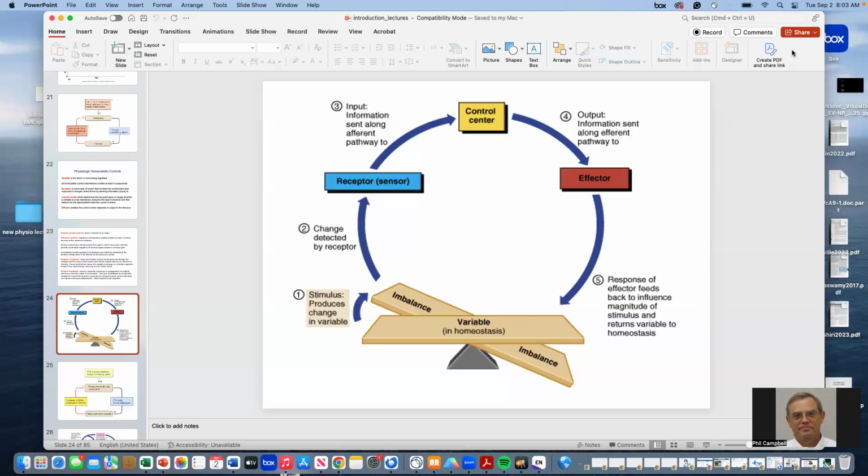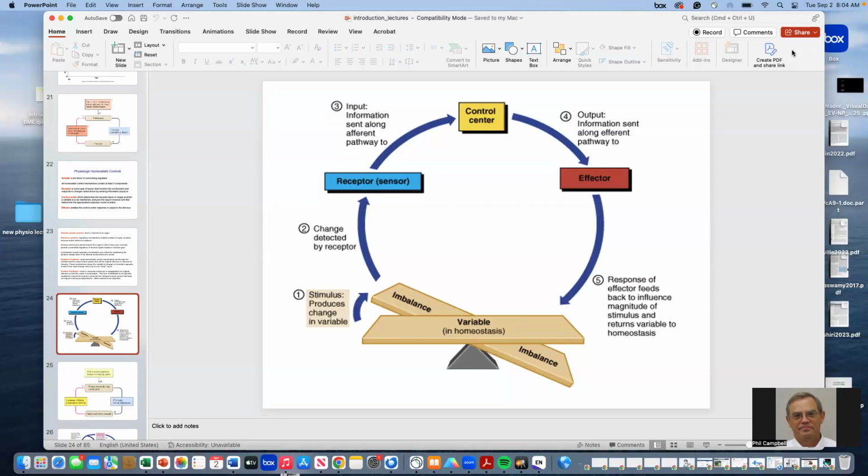So your control center will act on those changes which are measured in the receptor. That means that we need to affect a change. We need to either increase or decrease that variable. So that means the control center will initiate an effector, which will alter that variable, bringing it back into homeostasis. That's a classic. This is very much a classic. Now, this is just one way of presenting it.